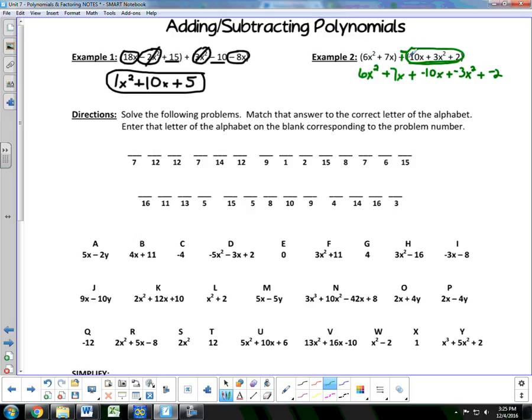Okay, so this can be kind of tricky. Just remember that everything in the second polynomial, its sign changes. If there were any negatives or minuses in here, they would become pluses. Okay, so keep that in mind.